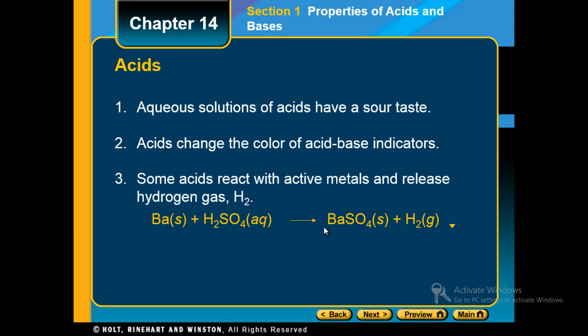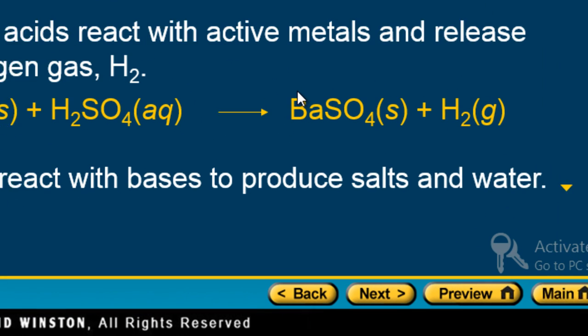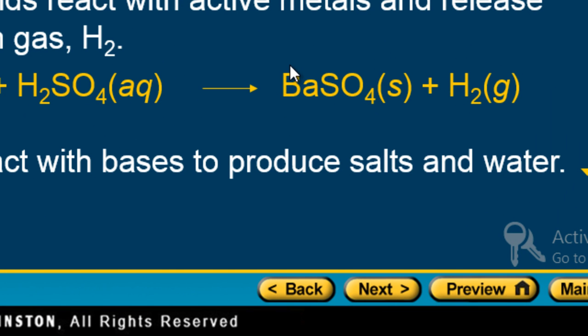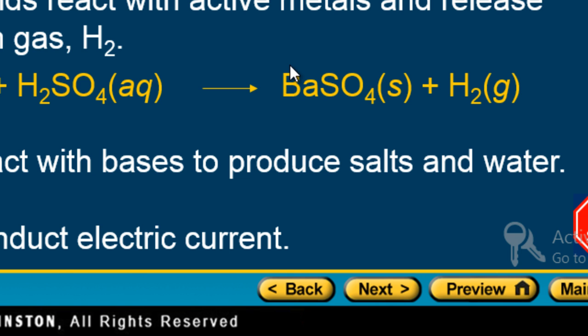According to this equation, barium as a solid, when it reacts with H2SO4, which is a strong acid, will yield BaSO4 and H2 gas. We can see this hydrogen gas released here, and we can see this solid, which is barium sulfate. The fourth property is that acids react with bases to produce salts and water, and acids conduct electric current.